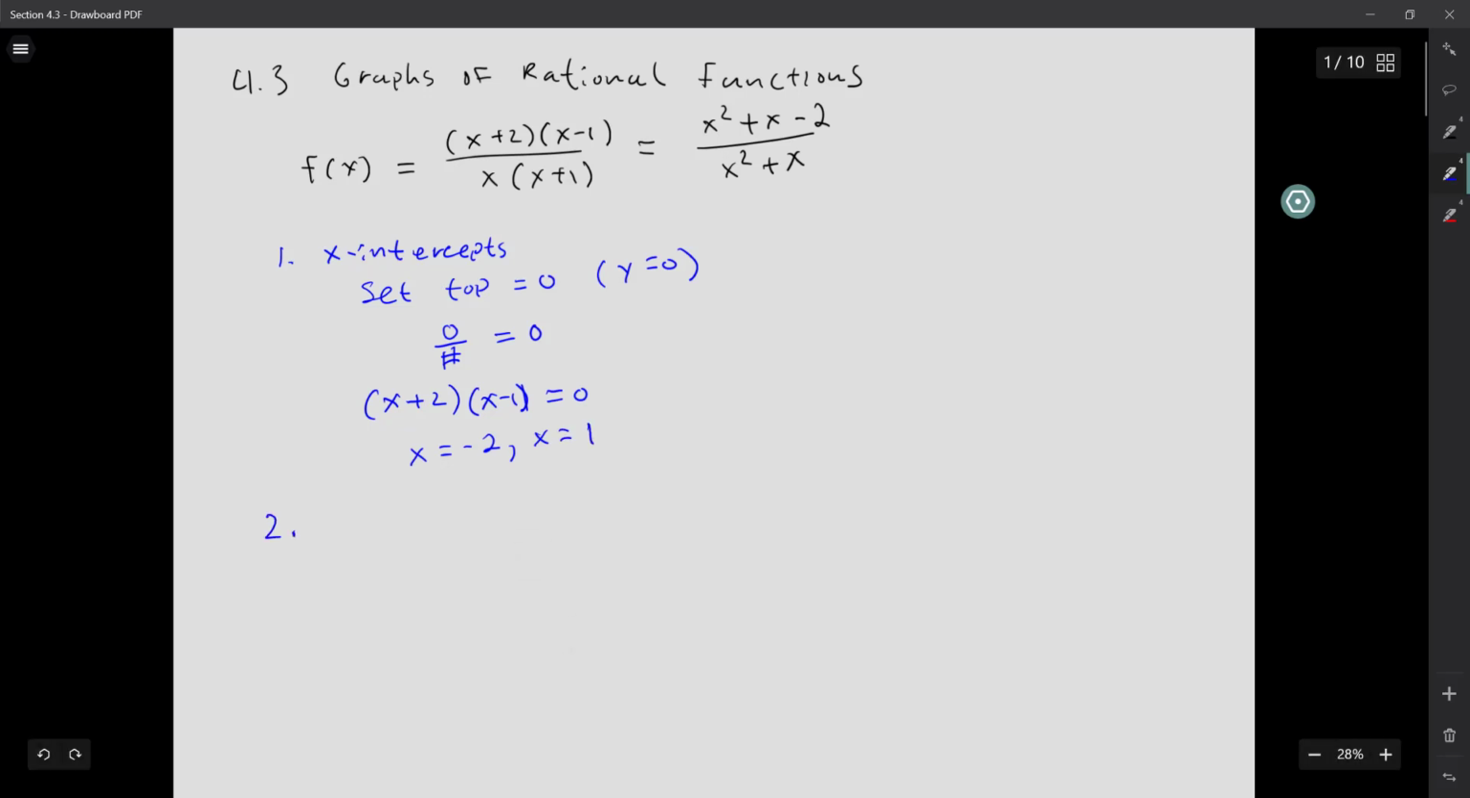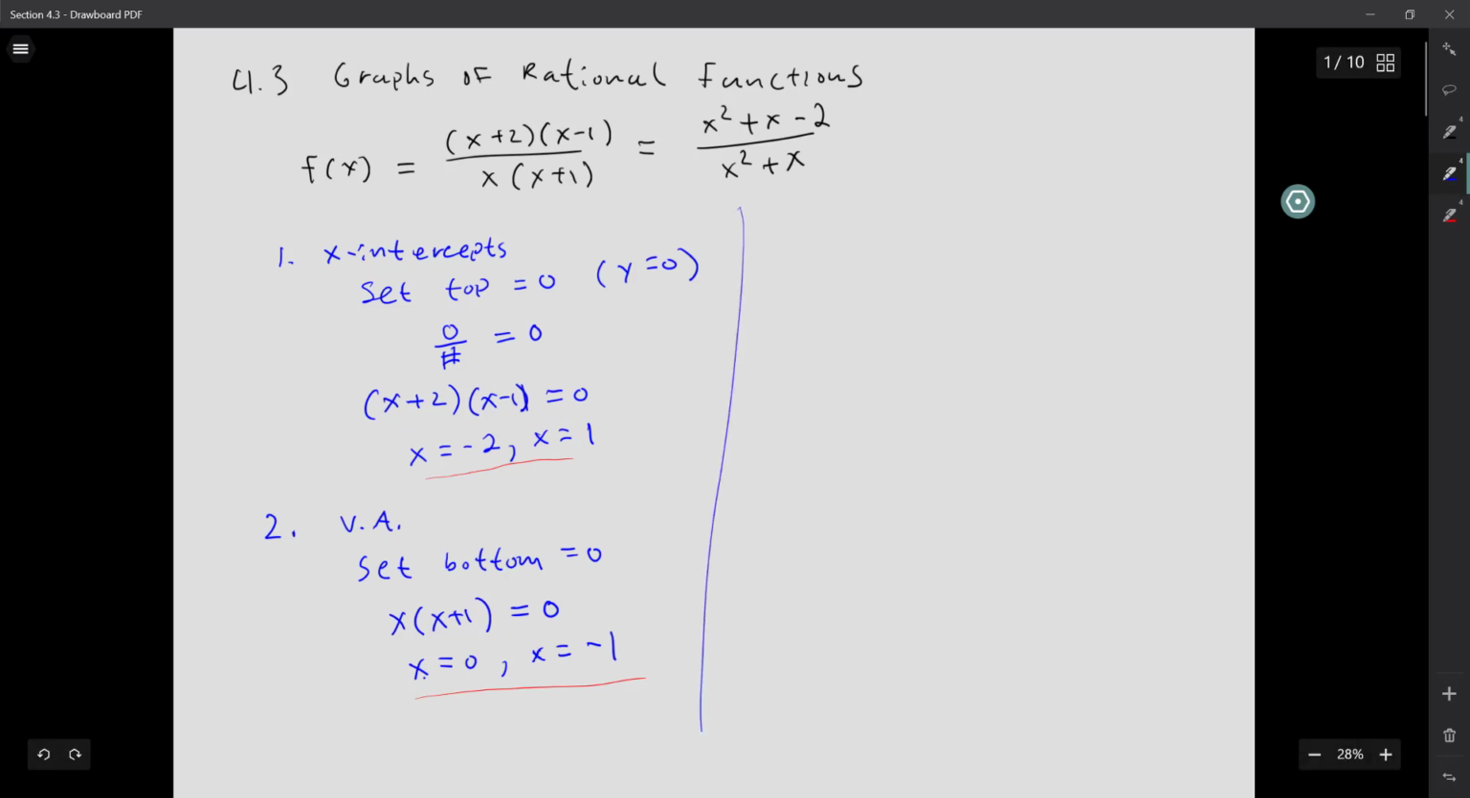Next up, we'll have the vertical asymptotes. That's when we set the bottom equal to 0, because we get vertical asymptotes when we divide by 0. So we're looking at x times (x plus 1) equal to 0, which means we get x equals 0 and x equals minus 1. Now if we compare these with the x-intercepts, none of these are repeated, so I don't have any weird holes to worry about.